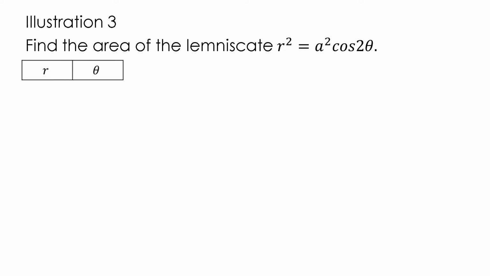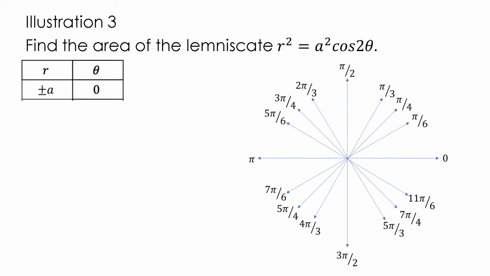For instance, if theta is equal to 0, the value of r will be plus and minus a. We can plot plus and minus a in polar coordinates, where the first point here is positive a and the other point opposite it is negative a. If we assume theta to be equal to pi over 6, the value of r is plus and minus a square root of 2 over 2, and we can plot that.